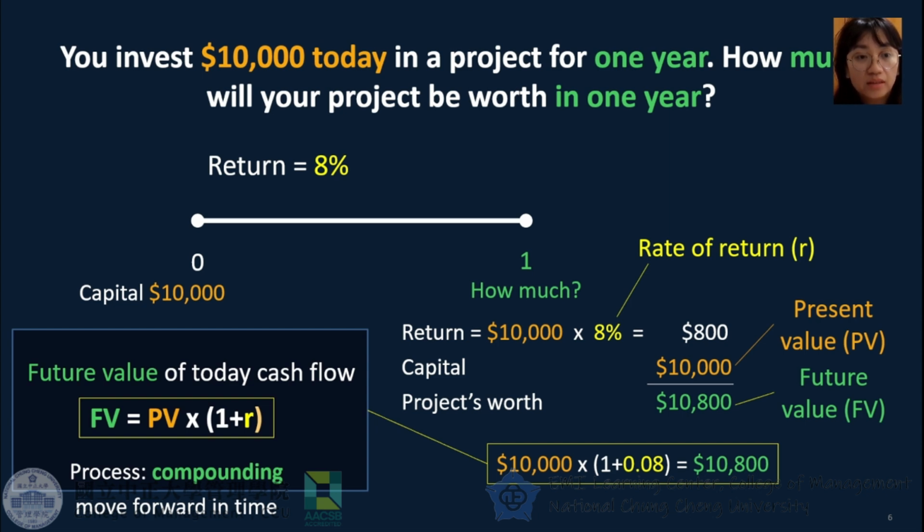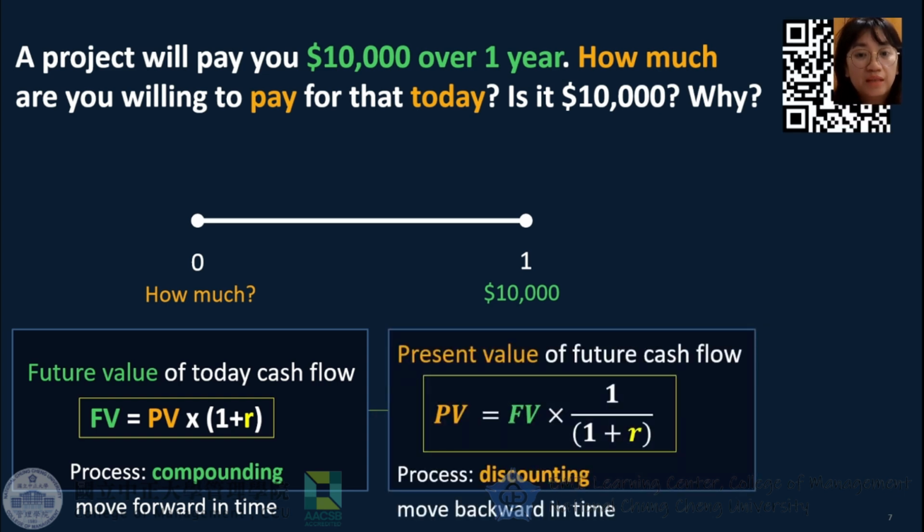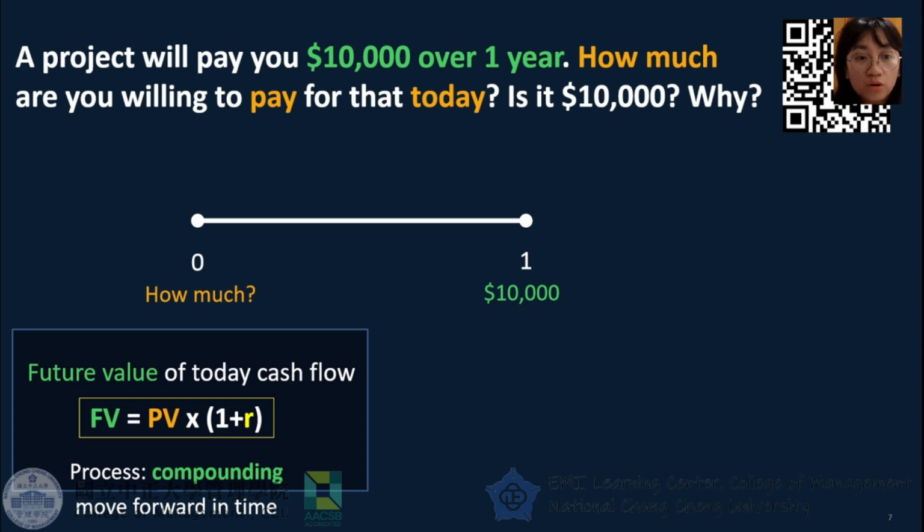All right, let's think about the opposite direction. Suppose instead, I tell you this. You will receive $10,000 in 1 year. How much are you willing to pay for that today? Should it be $10,000, and why? Now, please scan this QR code and give your answer in Slido.